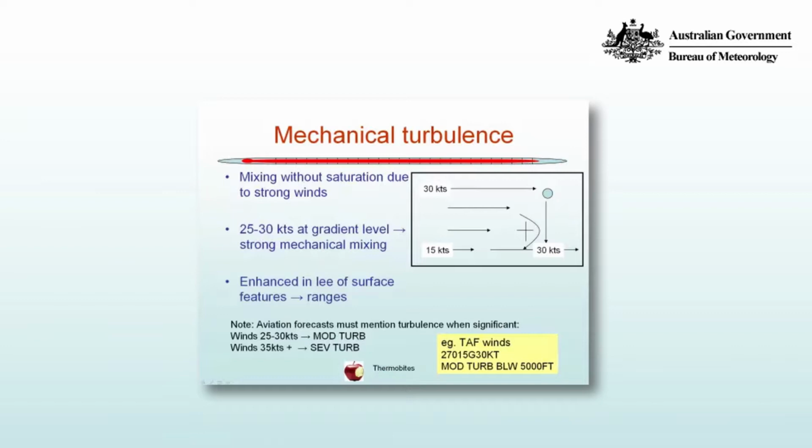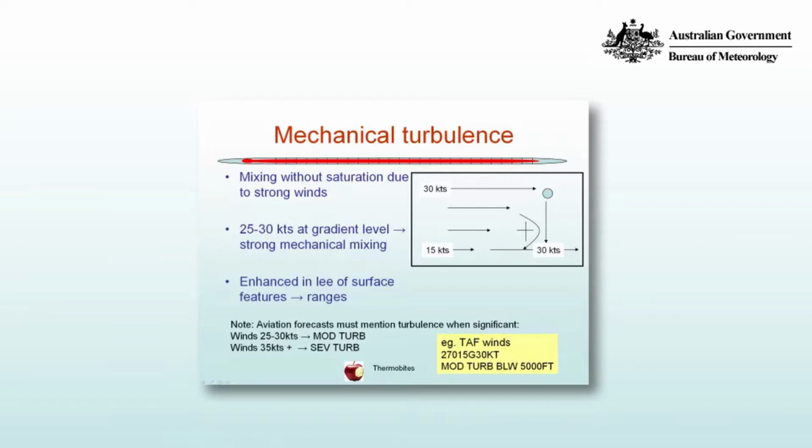A schematic is shown here on the right where there is 30 knots of wind aloft and 15 near the surface, and so parcels of air are mixed through that region. Some parcels that are moving horizontally with 30 knots will be brought down to the surface, and so wind gusts of 30 knots on top of the 15 knot mean will be experienced.